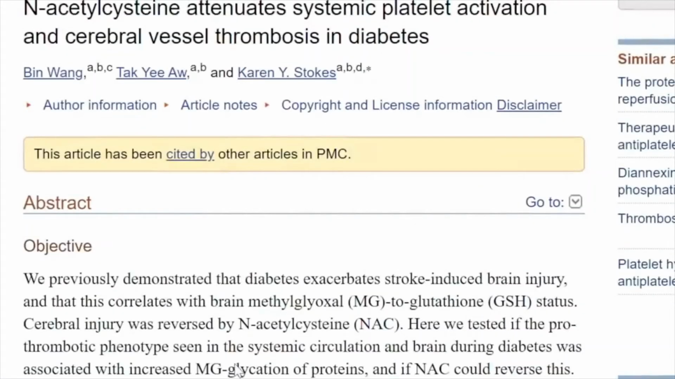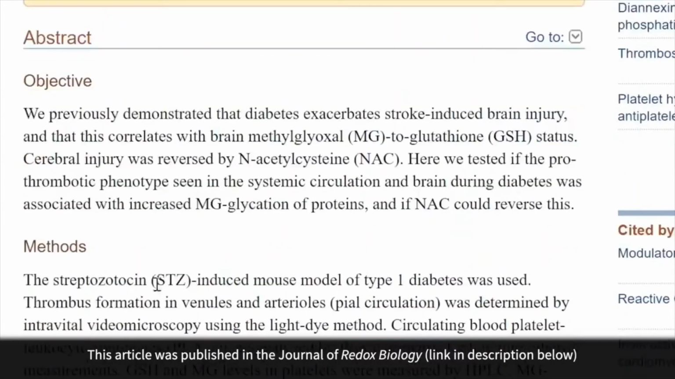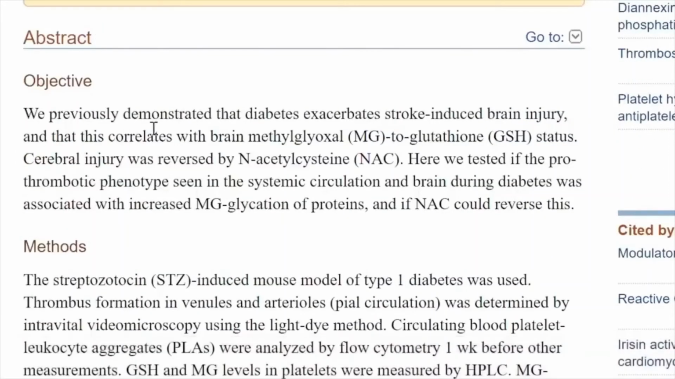And the articles just keep coming. This one published 2 years ago. They said they previously demonstrated that diabetes exacerbates stroke-induced brain injury, and that this correlates with brain methylglyoxal to glutathione status. Again, our friend glutathione.